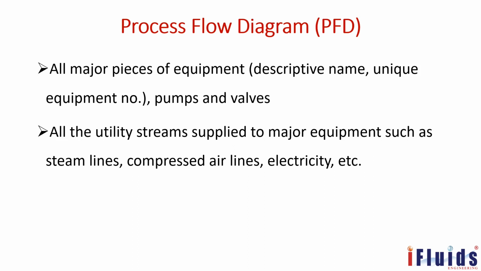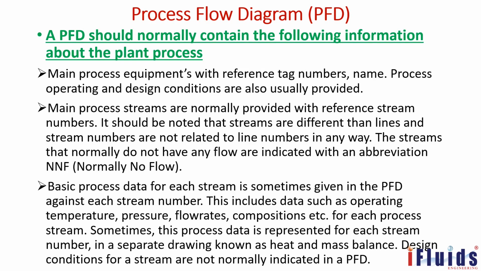All the utility streams that apply to major equipment, such as steam line, compressed air line, electricity, should be noted in the PFD. A PFD should normally contain the following information about the plant process. Main process equipment with reference tag number, name, process operating and design conditions are also usually provided. Main process streams are normally provided with reference stream numbers.